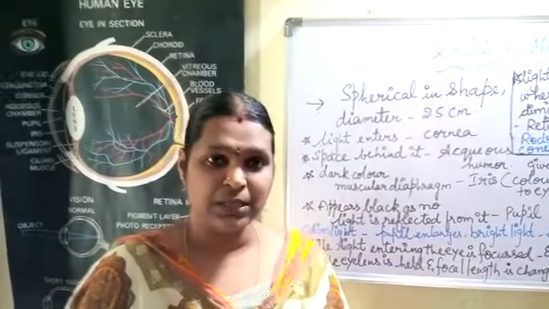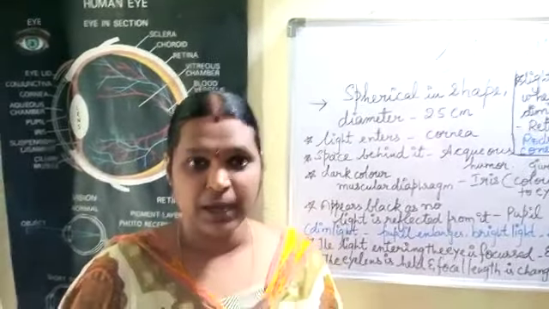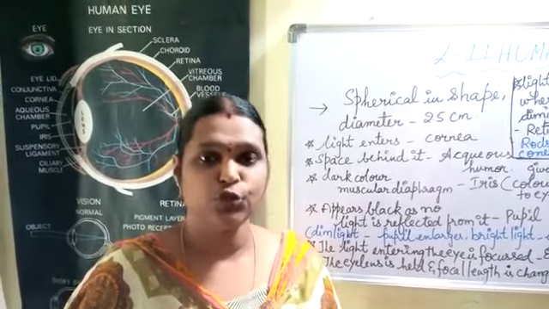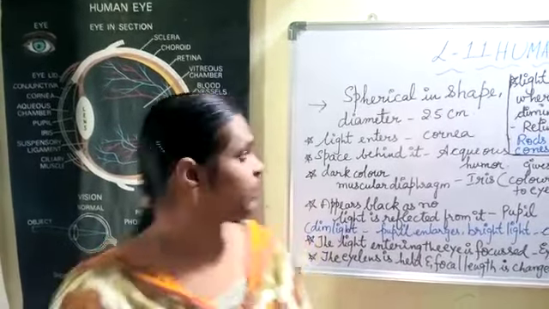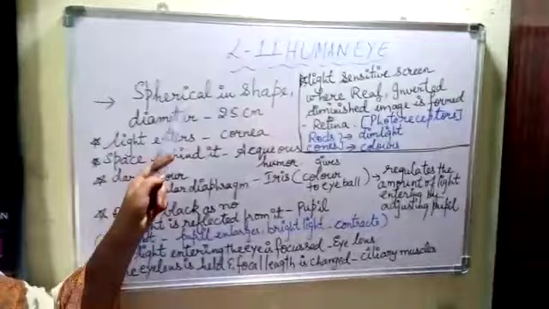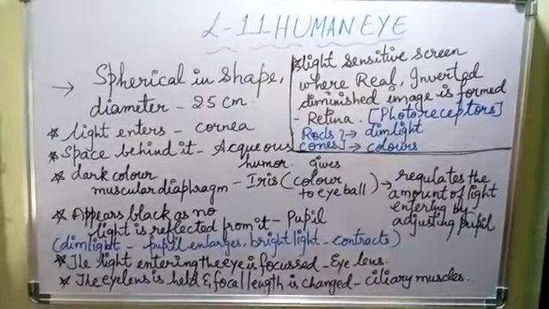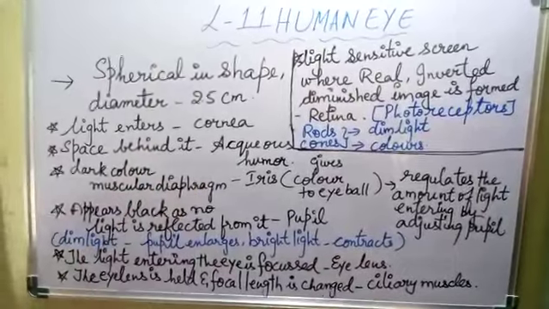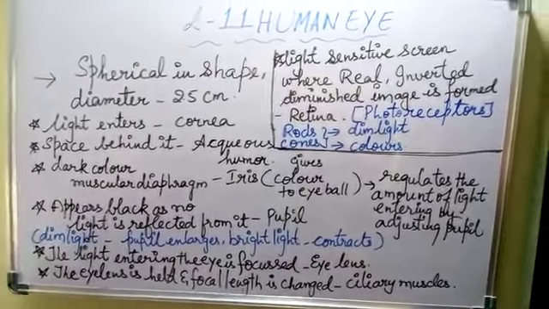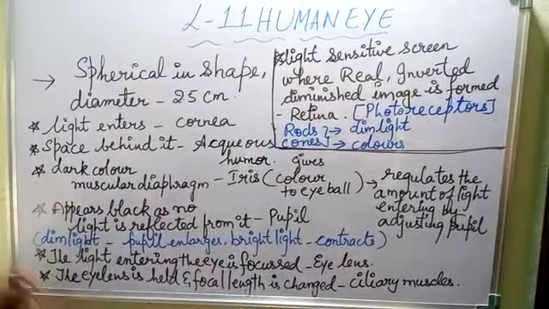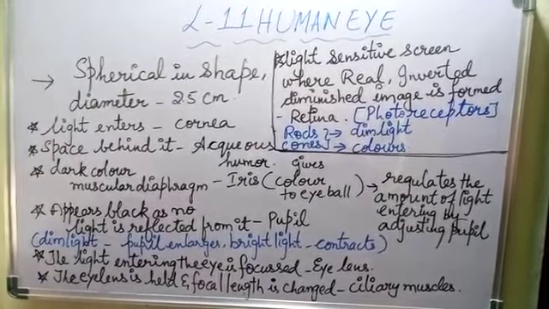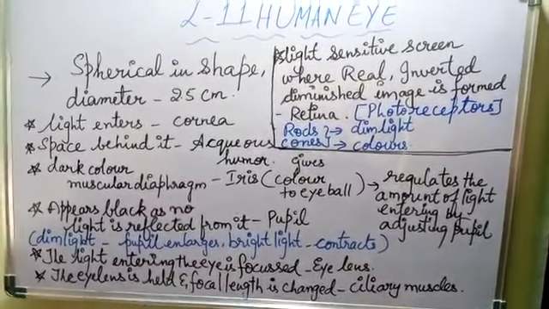Human eye is spherical in shape and its diameter is 2.5 centimeters. So, the shape of the human eye is spherical and its diameter is 2.5 centimeters. There are some parts in the human eye which perform different functions.